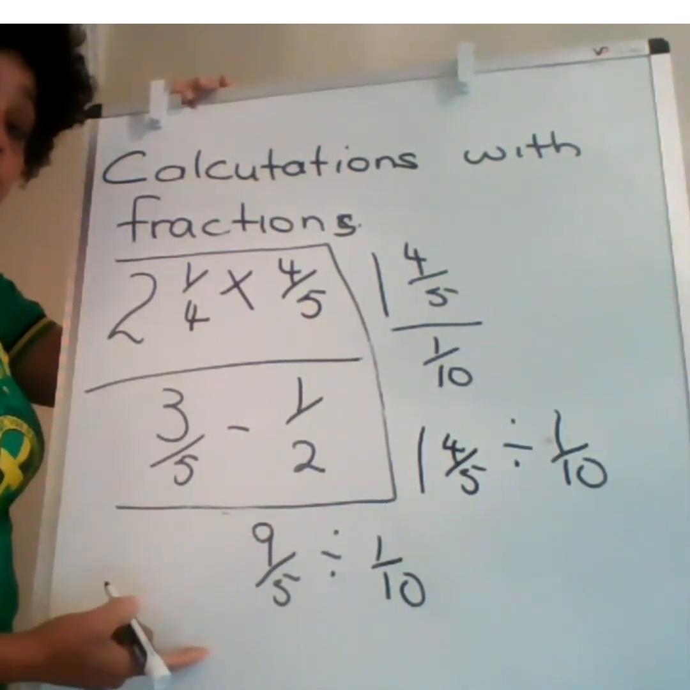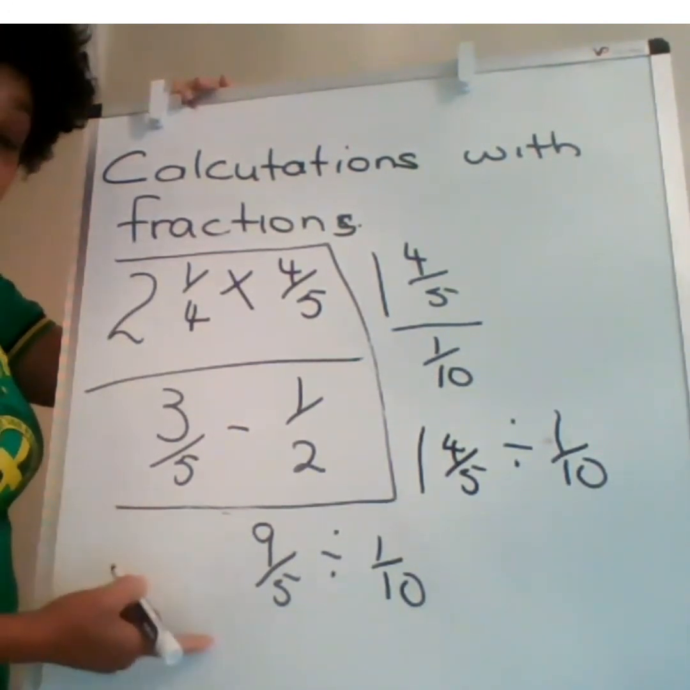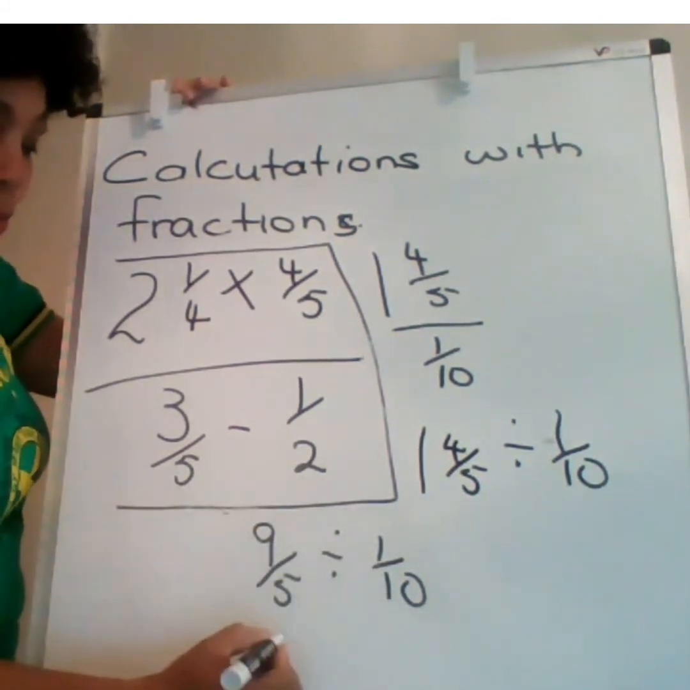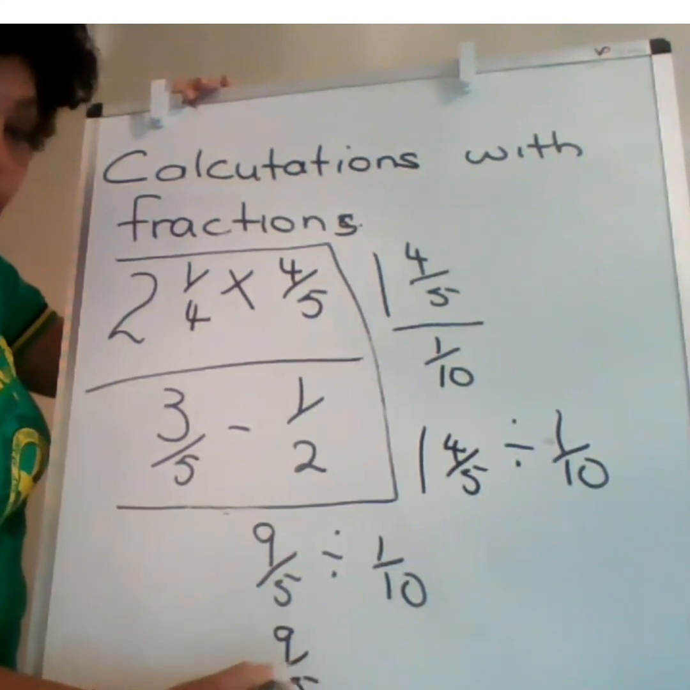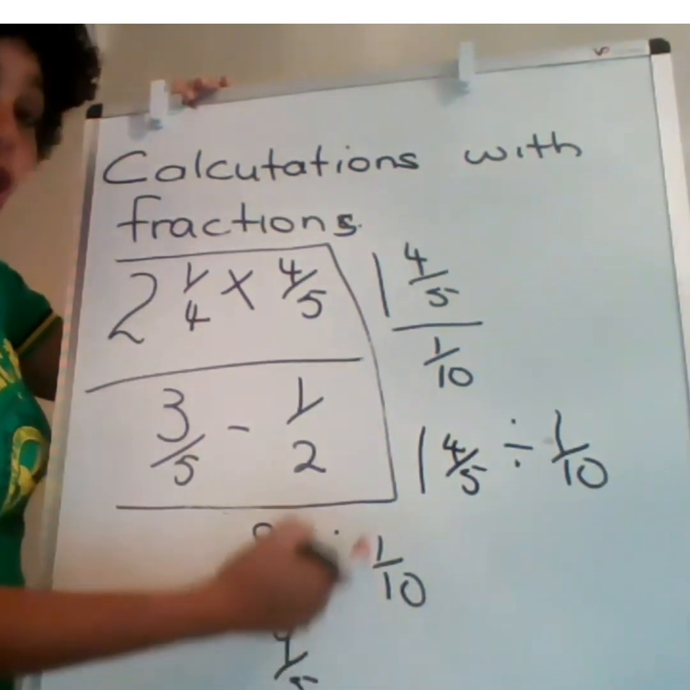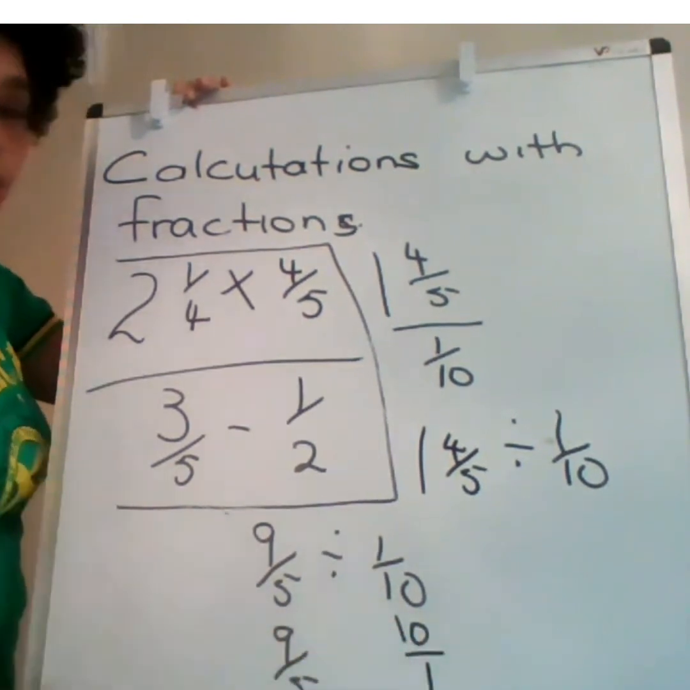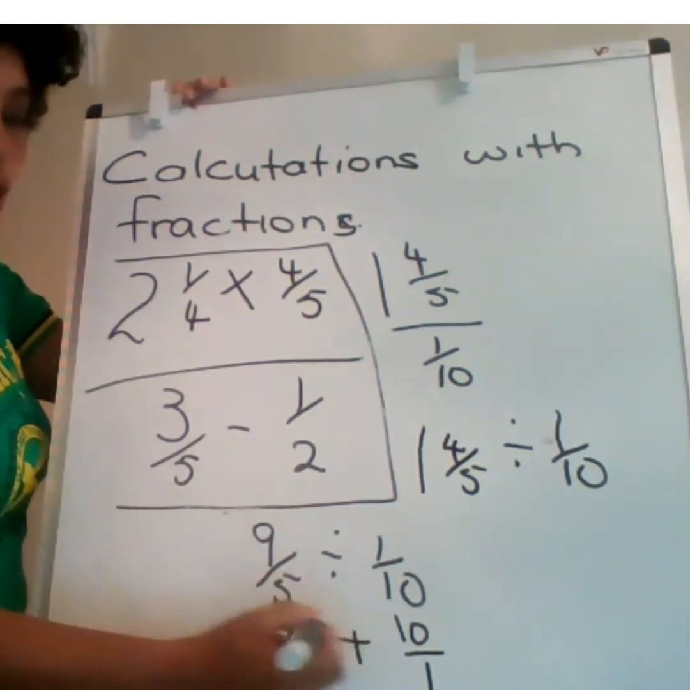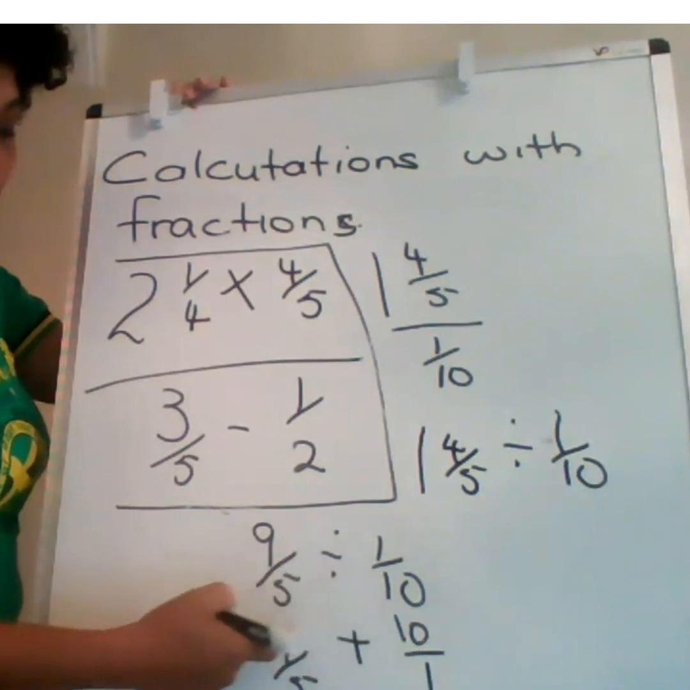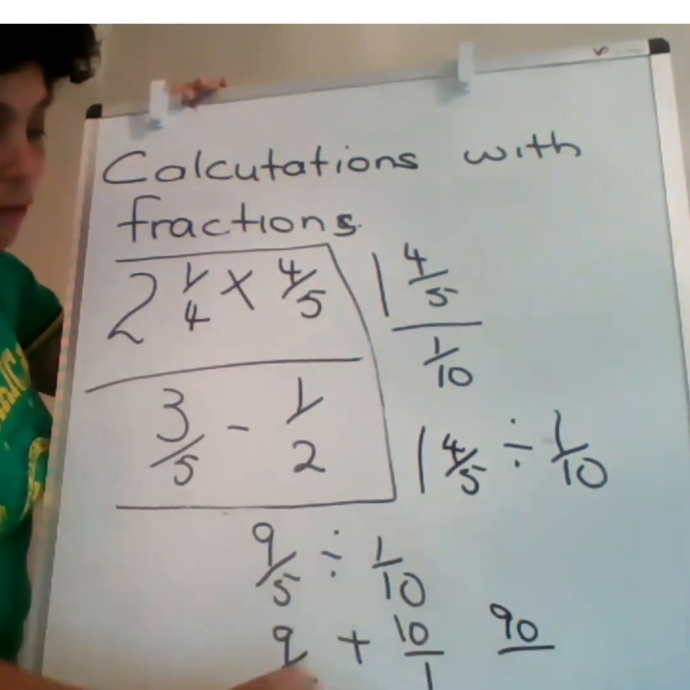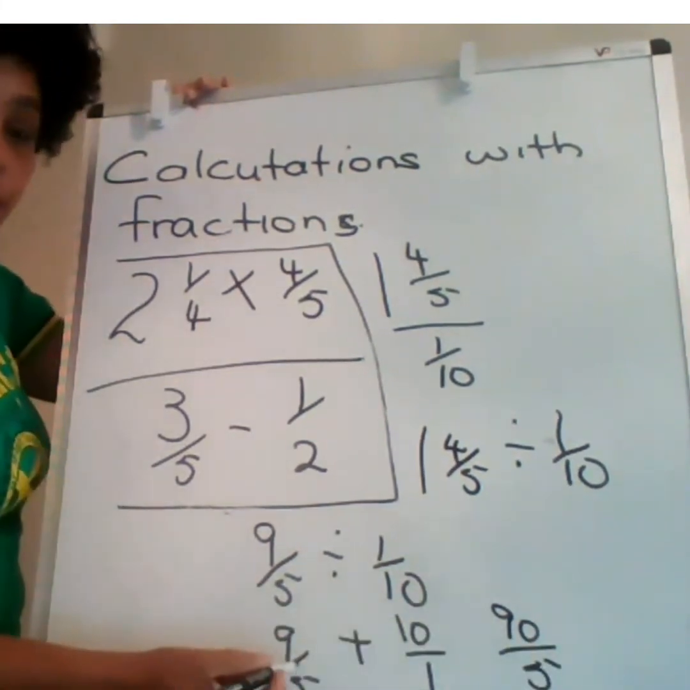Remember how to do division of fractions? You do KFC. Keep, flip, change. So I'm going to keep the first one, 9 over 5. I'm going to flip the second one, or what we call the reciprocal. I'm going to do 10 over 1. And I'm going to change this to a times. 9 times 10 is 90. And 5 times 1 is 5.